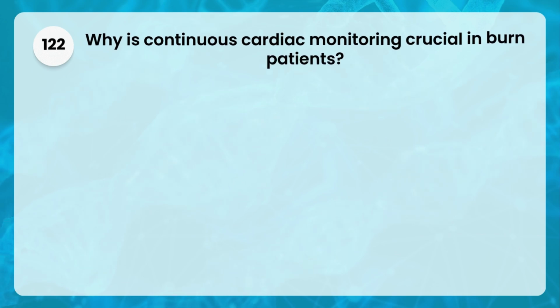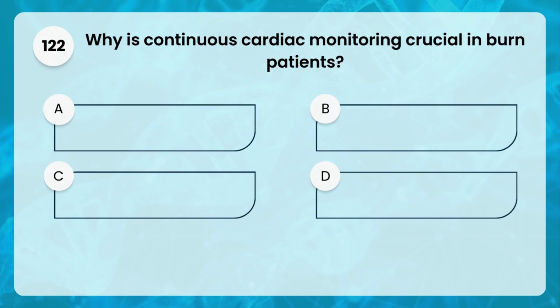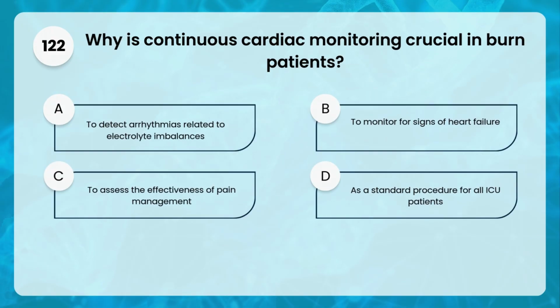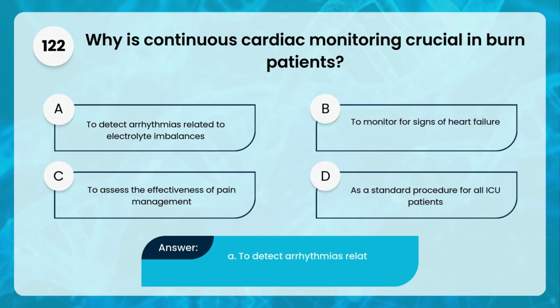122. Why is continuous cardiac monitoring crucial in burn patients? A. To detect arrhythmias related to electrolyte imbalances. B. To monitor for signs of heart failure. C. To assess the effectiveness of pain management. D. As a standard procedure for all ICU patients. The answer is A. To detect arrhythmias related to electrolyte imbalances.